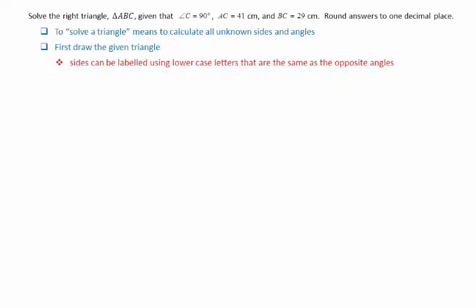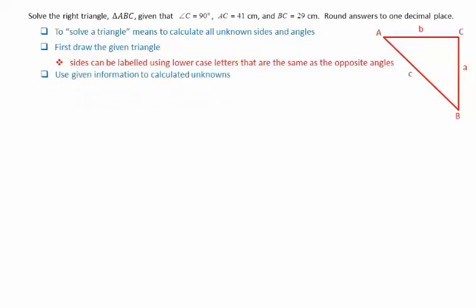Sides can be labeled using lowercase letters that are the same as the opposite angles. For example, for angle A, the opposite side is labeled lowercase a. For angle B, the opposite side is lowercase b, and for angle C, its opposite side is lowercase c.